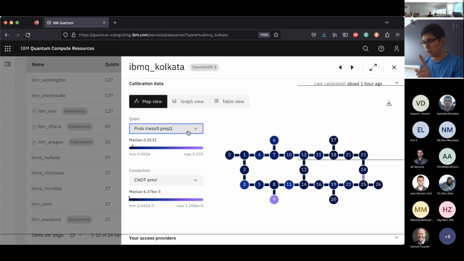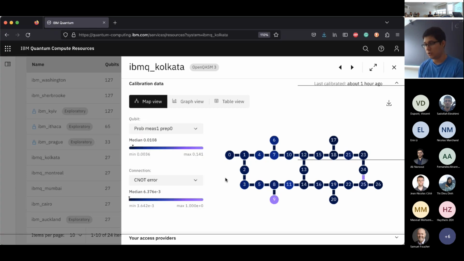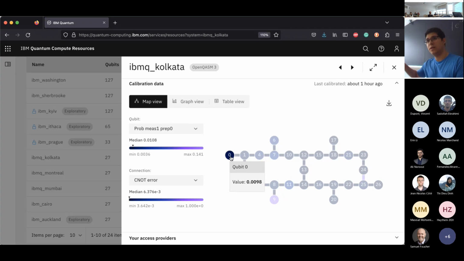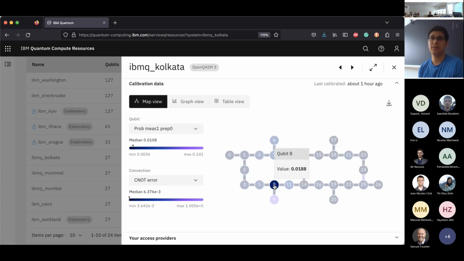And you can twist it like this. The next one is the probability of measuring 1 if you prepared 0. For this qubit it is low, but if you move to others, it probably gets higher.